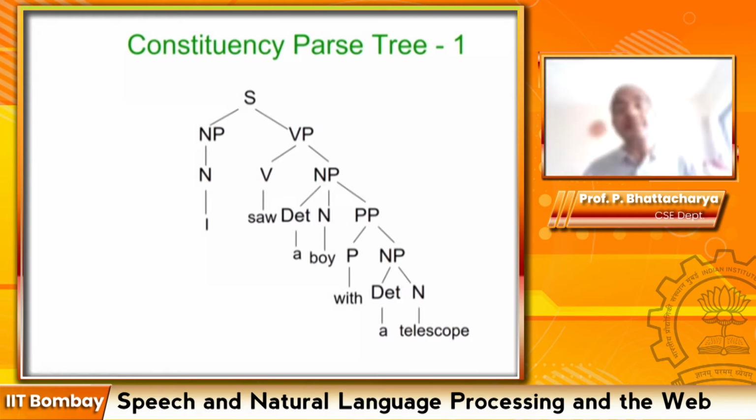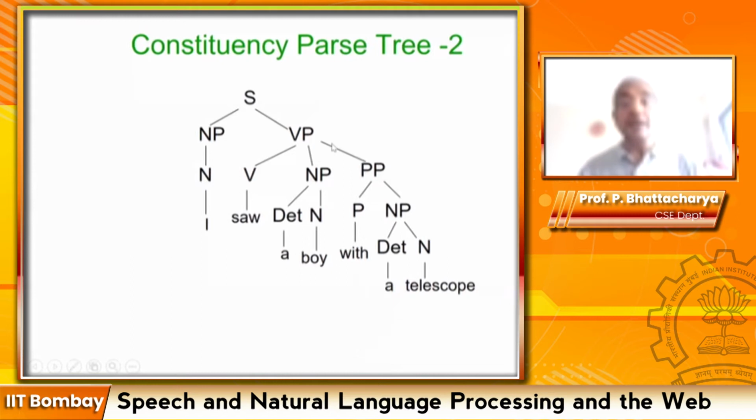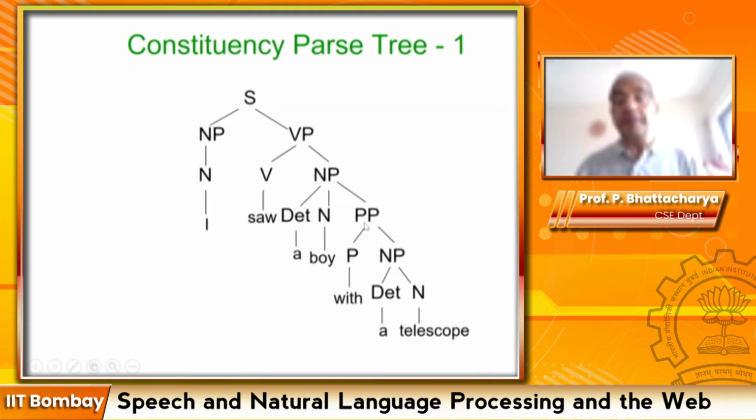It turns out that another parse tree is possible, and that is given here. Here also I is an NP and saw is the verb. A boy with a telescope. So here a boy and with a telescope are at the same level. Okay, they are at the same level under the VP parent, V, NP and PP. Whereas in the previous parse tree, the PP was at a deeper level than V. Okay, V has a sibling NP. NP contains the PP, the preposition phrase.